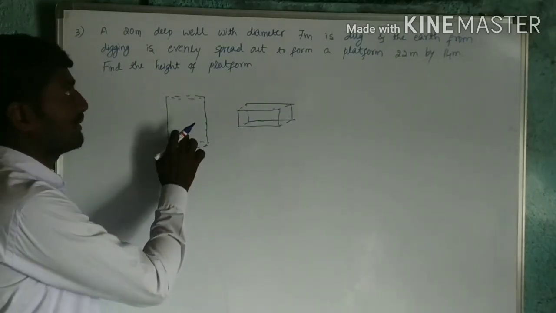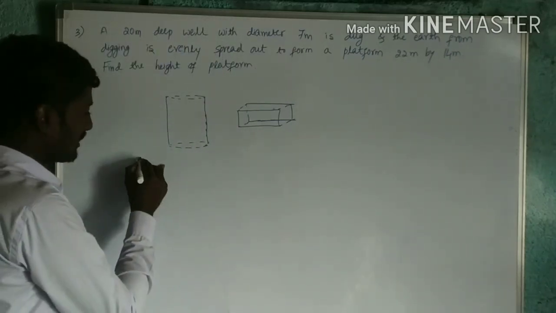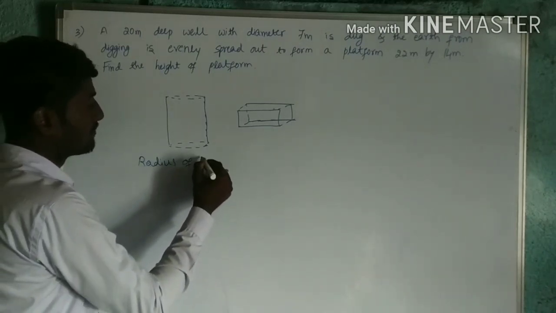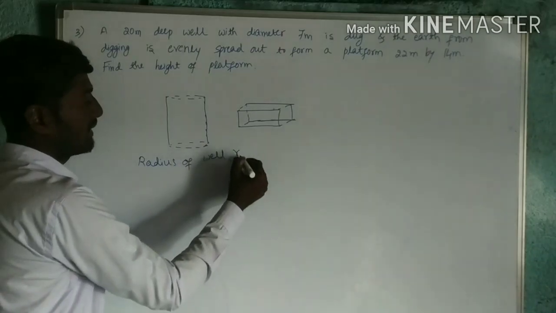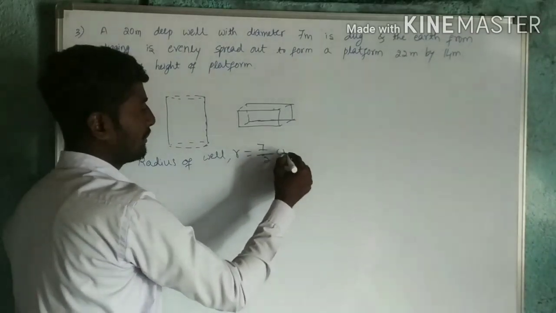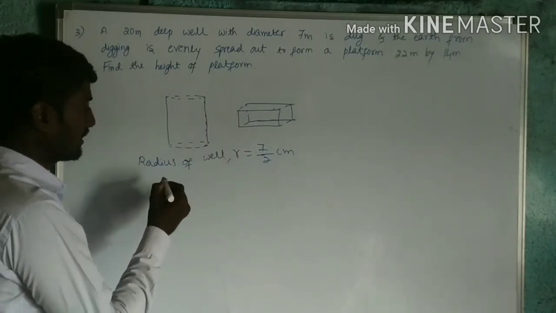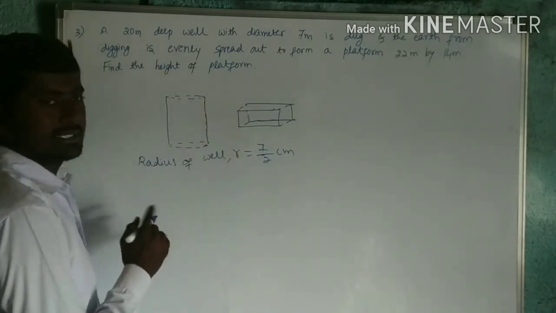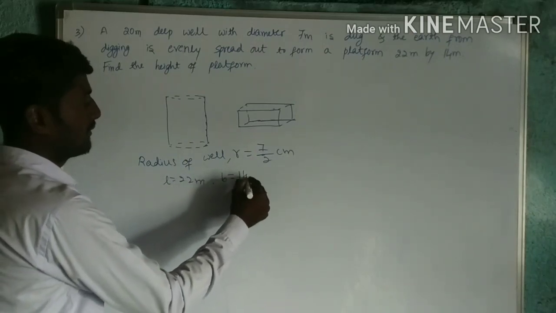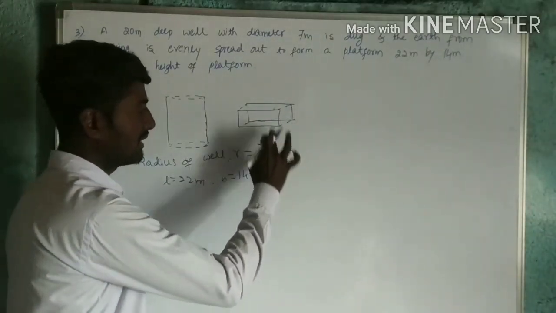Now let us take the given data first. Diameter of the well. The well is in the shape of a cylinder. So I will take the radius directly. Radius of the well, I will take it as R, is 7 divided by 2 centimeter. Now the platform dimensions. Length L is 22 meter and breadth B is 14 meter. We have to find the height H. No, it is not in centimeter, it is also in meter.